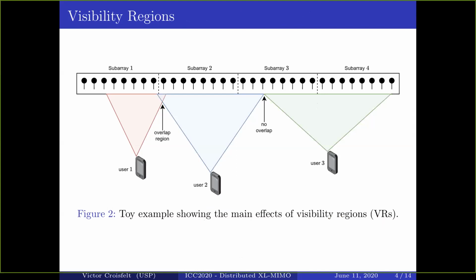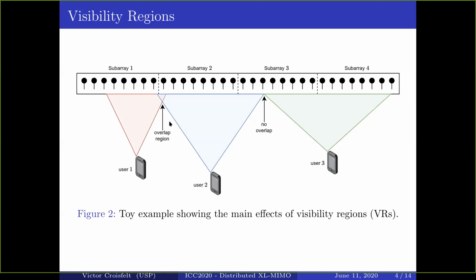Non-stationary effects can be translated into the concept of visibility regions, which are represented in this toy example here. Due to the large extension of the array and the near proximity of the user to the array, the energy sent by each user is concentrated only in a small portion of the array. Therefore, not every antenna attends all the users, and we can say the same thing about the subarrays as well.